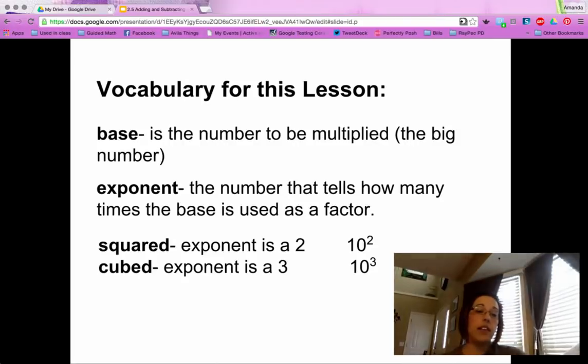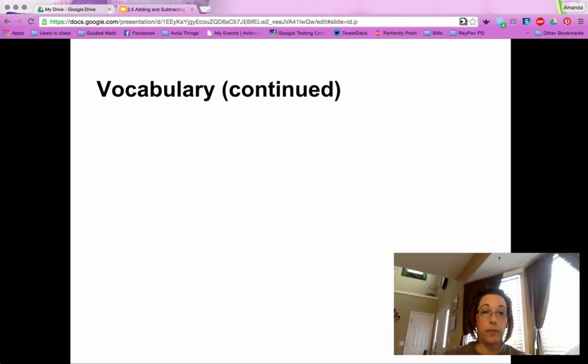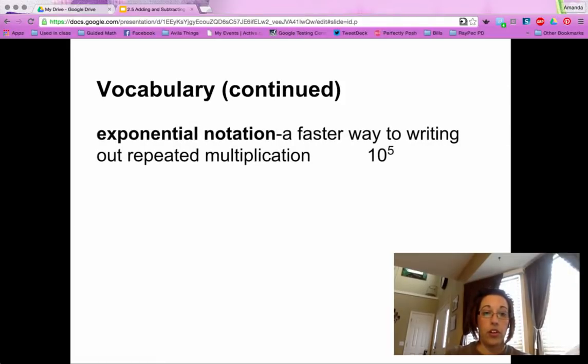So look at these examples here. We have squared, where your exponent is a 2. So 10 to the second power, or 10 squared. And then we have cubed, where your exponent is a 3. So 10 to the third power, also known as 10 cubed. Exponential notation is that faster way of writing the repeated multiplication. So we've got 10 to the 5th power.